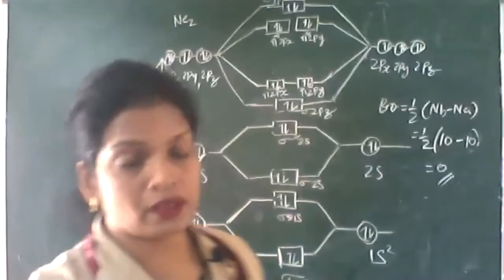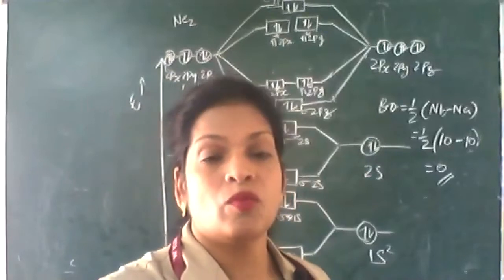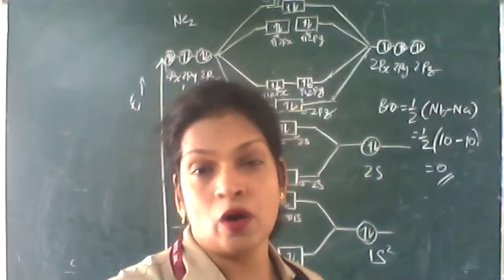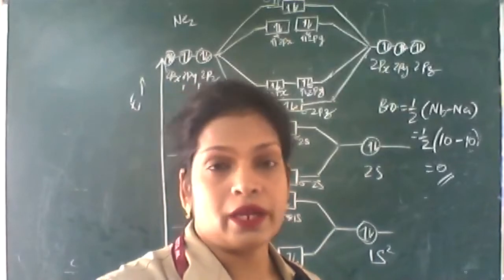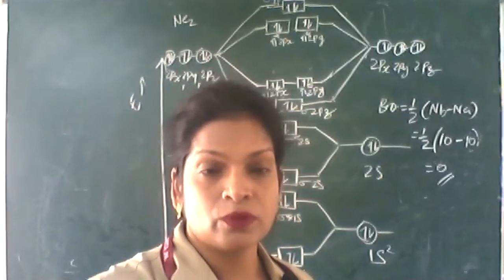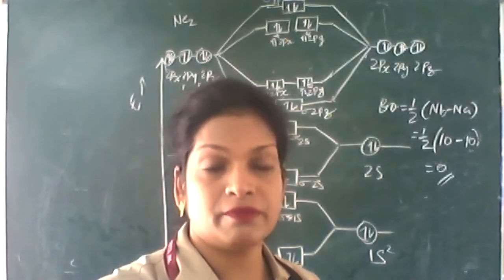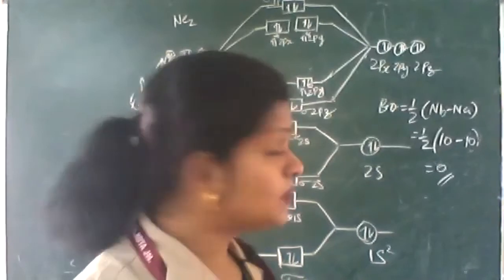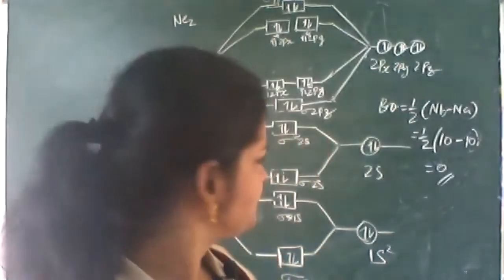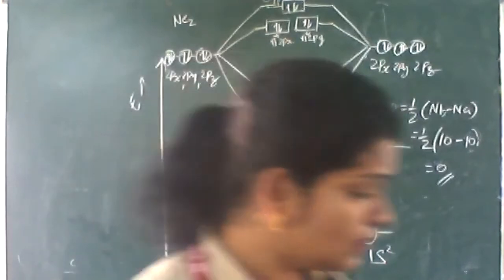So hydrogen, helium, lithium, beryllium, boron, carbon, nitrogen, oxygen, fluorine, neon. So according to molecular orbital theory, oxygen is paramagnetic. It very well supports the paramagnetic nature of O2. Okay.